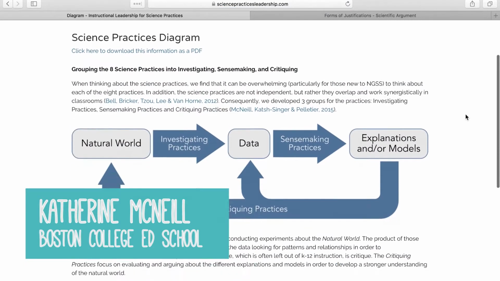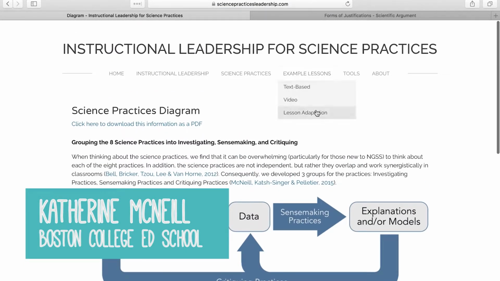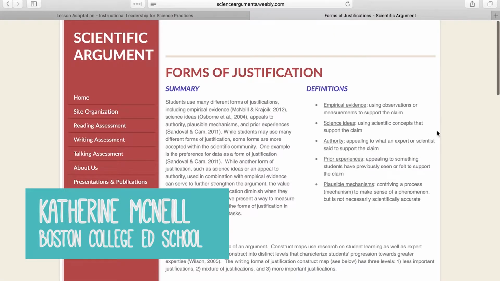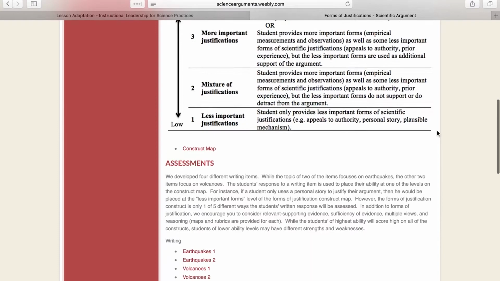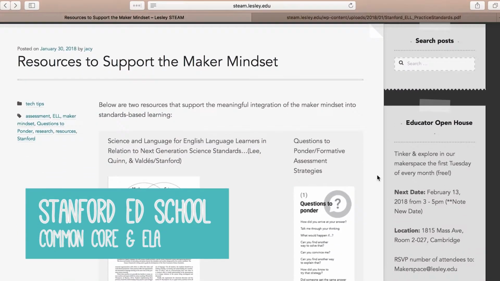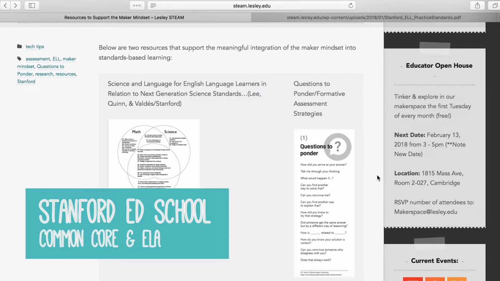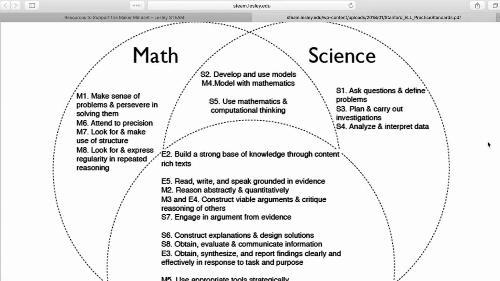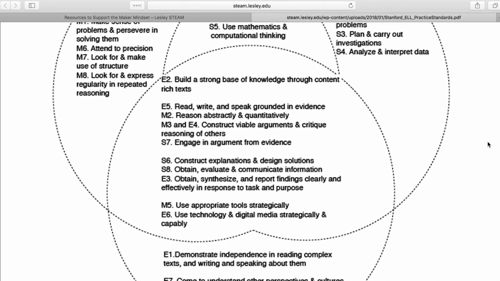Catherine McNeil out of BC has a website that has some tools relative to thinking about student progress on those types of skills. There's a resource that we lean on quite a bit, and it's by Stanford. It's about science and language for English language learners as it relates to the Next Generation standards. You'll see a Venn diagram that shows the connection between the math, ELA, and science practice standards. We have a resource that we share with teachers that can help you get at that formative assessment piece.